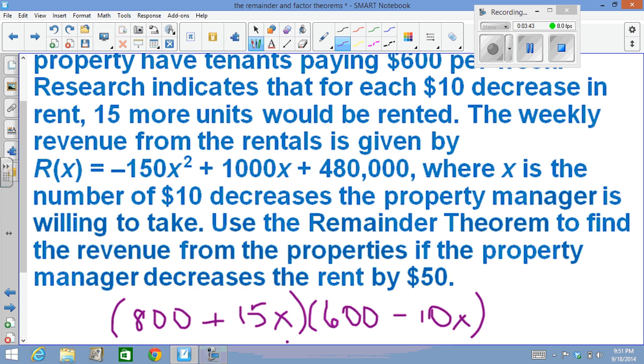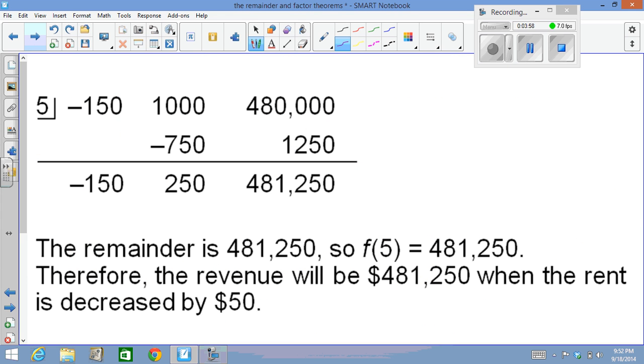But in order to do it a little bit easier, instead of putting in a 5, which yes, we all know we could just put in a 5, it would be easy, I'm going to do it using the remainder theorem. So I'm going to create my equation in synthetic substitution. If I do that, my 5 is going to go in the box because remember $50 is 5 $10 decreases. I'm going to be left with negative 150 plus 1,000, and then positive 480,000.